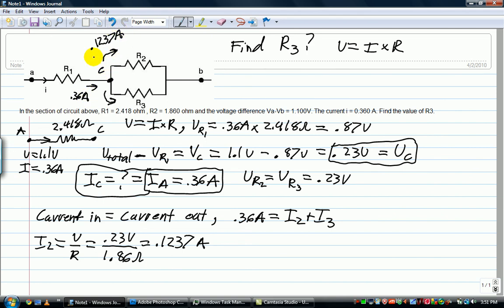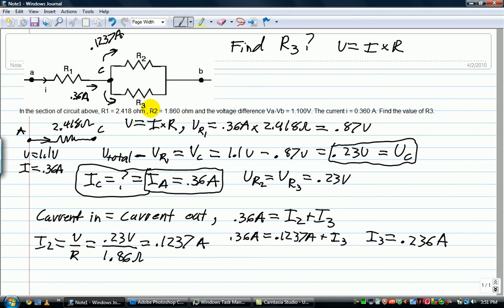So going back to this equation, we can write 0.36 amps is equal to 0.1237 amps plus this unknown value I3. Now, using basic algebra, we can solve for I3. I3 is equal to 0.36 minus that value, so give me a chance to calculate that. Alrighty, that value is 0.236 amps. And that's the current through R3.